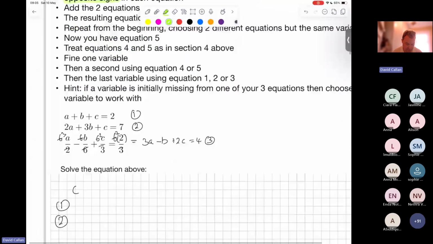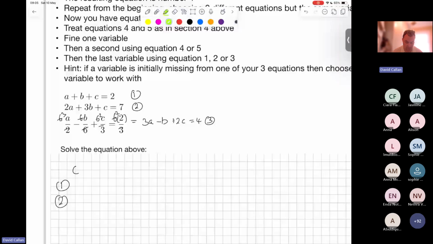So let's look at my situation so far. Oh, they're both plus 1c. So in that case, I'm going to multiply equation number 1 by minus 1. And the reason I do that is I get minus a minus b minus c equals minus 2. I'll leave equation 2 alone. I get 2a plus 3b plus c equals 7. And now I have a situation where I have minus 1c and plus 1c. Perfect. That's exactly what I wanted.